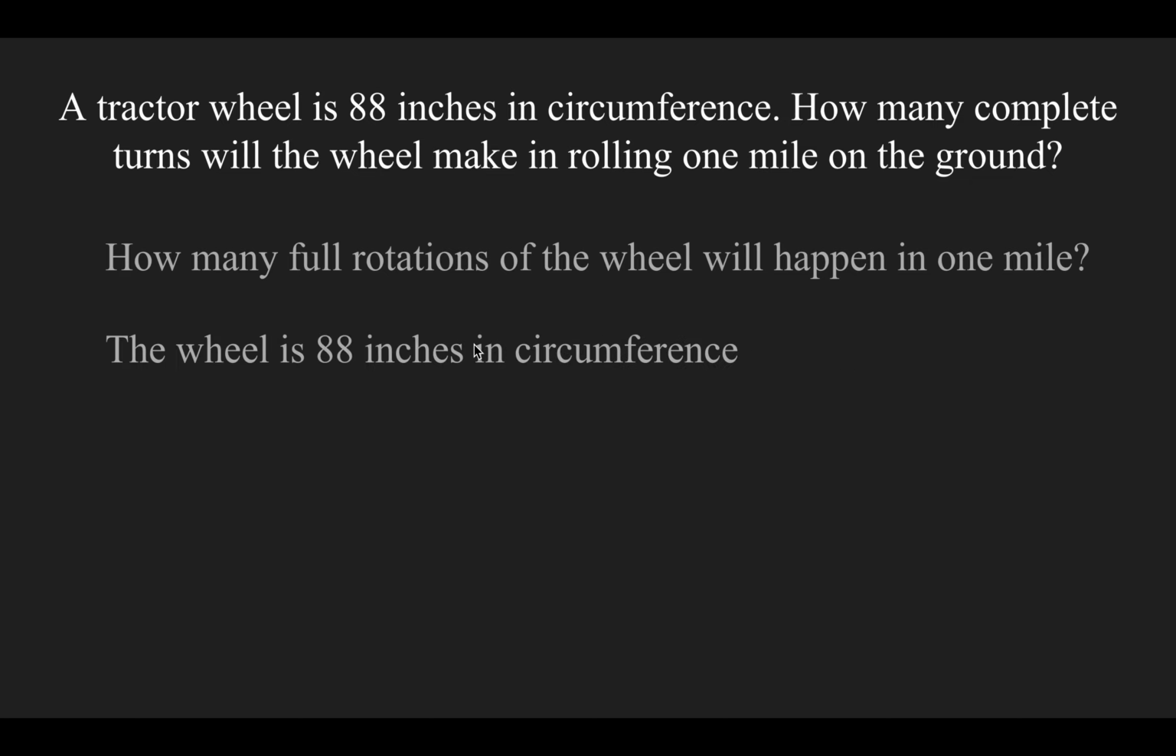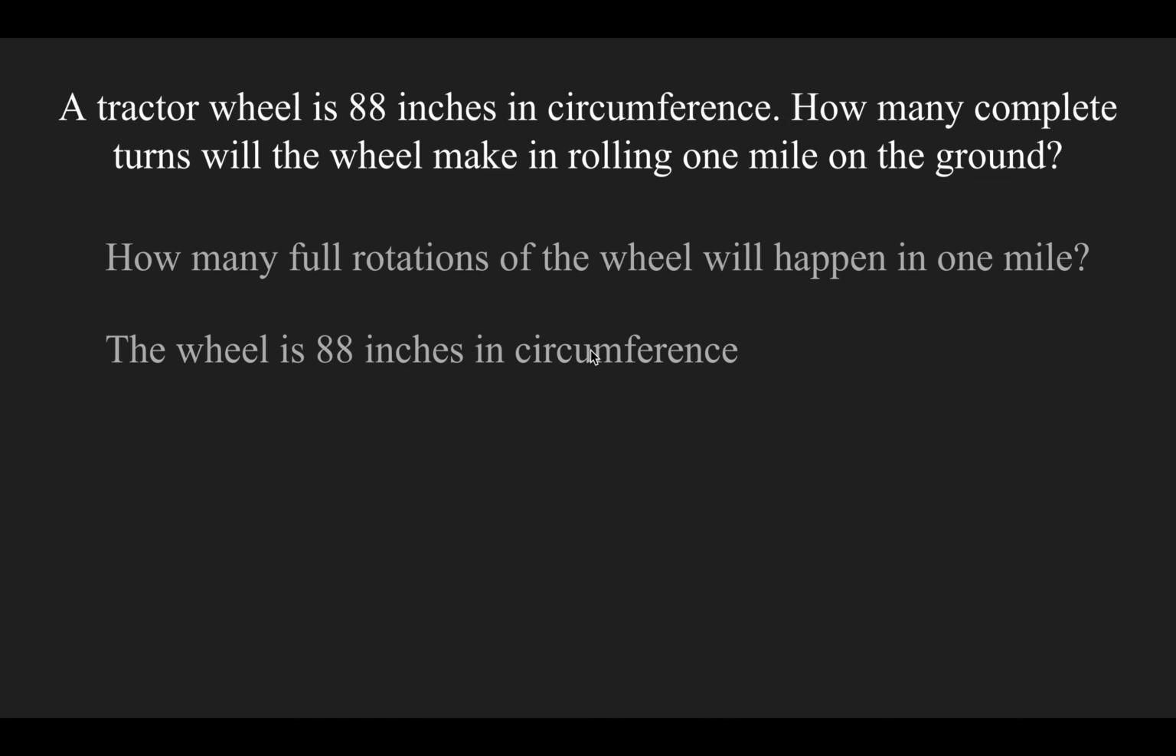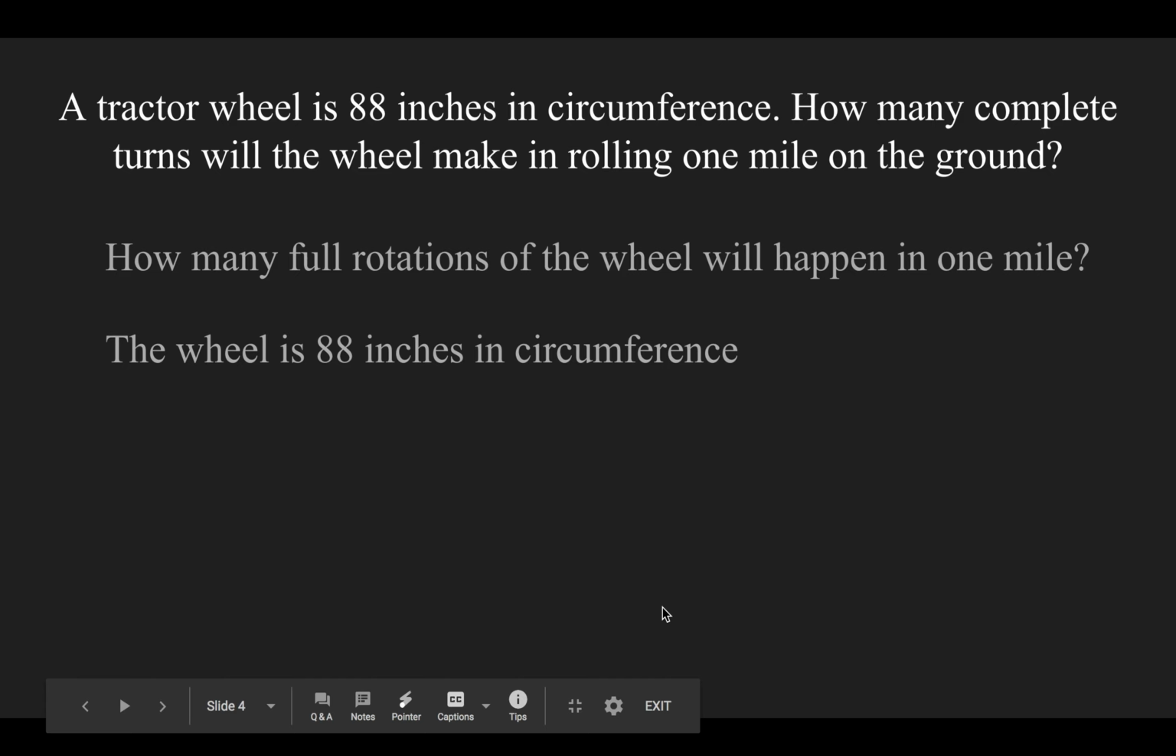What are we given? Well, we're given that the wheel is 88 inches in circumference, which means there's 88 inches all the way around the wheel. So basically, how I'm going to attack this is, okay, well, how many inches are in a mile? Because the way I look at it, it'll be 88 inches, 88 inches, 88 inches, 88 inches. So if it wants to know how many rotations, I just have to know how many inches are in a mile and then divide it by 88.